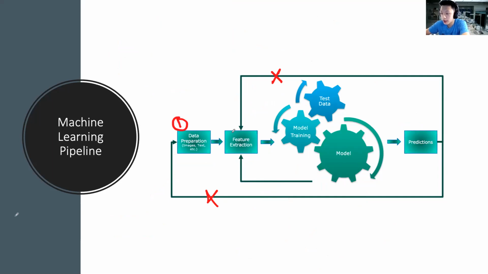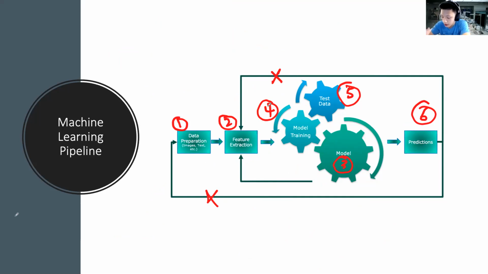So first we need to do data preparation, then we need to extract the features from the data, then we need to define our model. Step 3, we need to train our model. Step 4, we need to test our model. Step 5, and then we need to deploy our model. Step 6. So all of these steps are crucial to any machine learning pipeline.